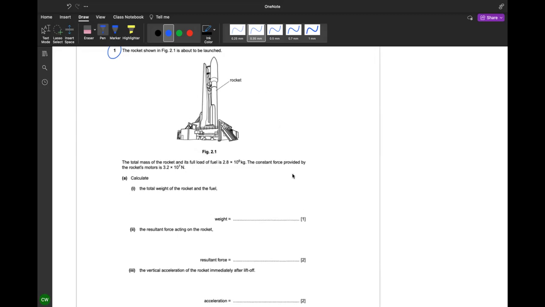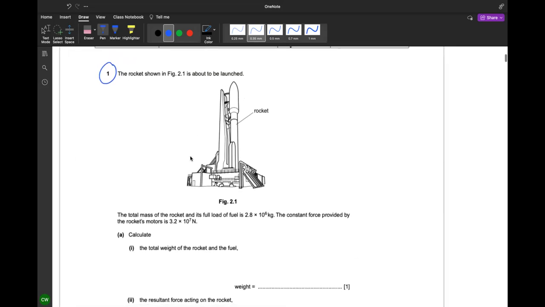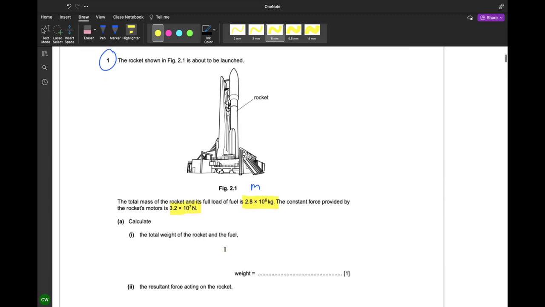OK，来我们看第一题啊。Okay, this is the rocket again. Okay, and they are given the total mass. 这个是总共的 mass 啊，total mass. This is a mass. Constant force. So this is the force. Find the total weight. Weight. Okay. So we need to look for weight. How to look for weight?